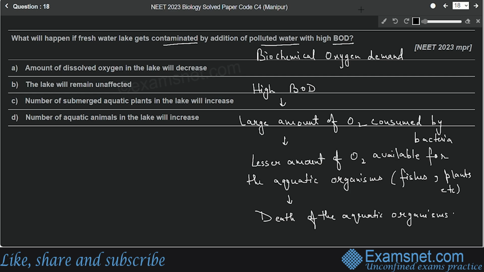Now let's see the options. The first option says the amount of dissolved oxygen in the lake will decrease. Yes, it will decrease because more and more oxygen is being consumed by the microorganisms, right? The second option says the lake will remain unaffected. This is not possible because this process will affect the lake in a negative way. The third option says the number of submerged aquatic plants in the lake will increase. It cannot increase, it will decrease, because these organisms are not getting enough oxygen. The last option says the number of aquatic animals in the lake will increase. This will also decrease. So the only correct answer is option number A.